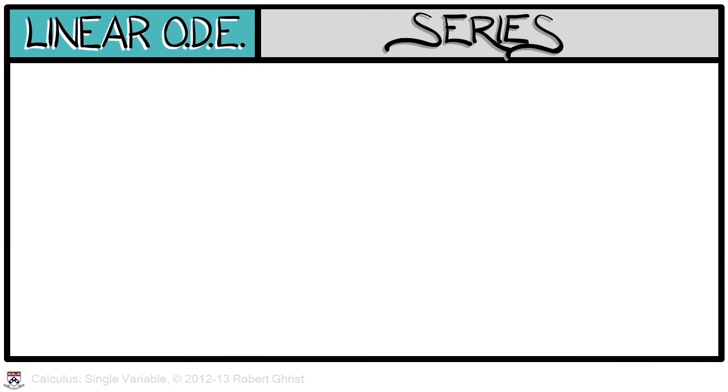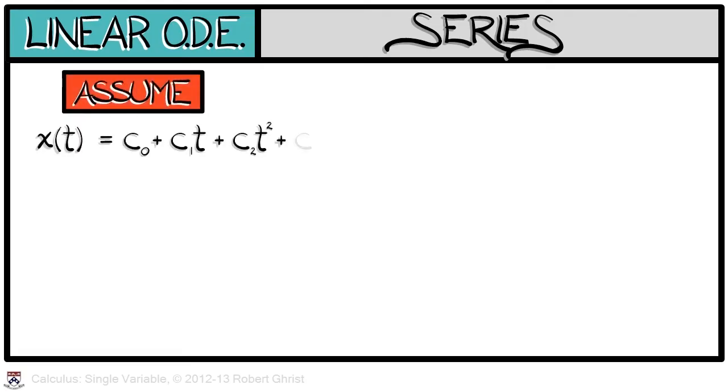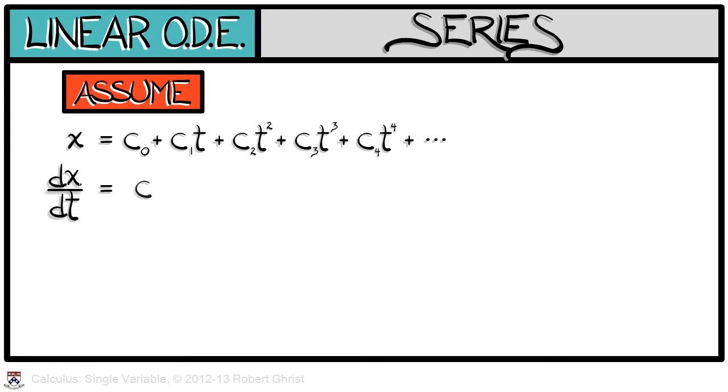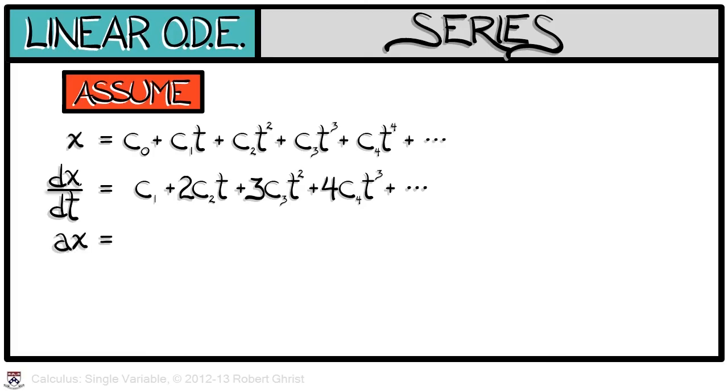One such approach is based on series, where we assume that our function x has a series expansion, c0 plus c1 t plus c2 t squared, etc. These constants, c sub k, are, to us, unknown. Now, what are we going to do with this? Well, the differential equation tells us something about the derivative of x with respect to t. We can differentiate the terms of this series very easily. What the differential equation tells us is that this is equal to a times x, which of course is a times c0 plus a times c1 t plus a times c2 t squared, etc.